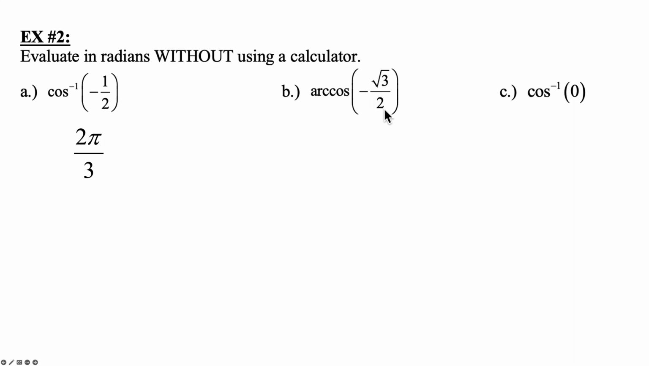Arc cosine of negative radical 3 over 2, that's going to be a 30-degree reference angle, but negative puts us in quadrant 2, 30-degree reference angle, 150 degrees, or 5 pi over 6. Inverse cosine of 0, that's when we are at pi over 2. That's when we're going from 1 all the way down to the 0. That's pi over 2.